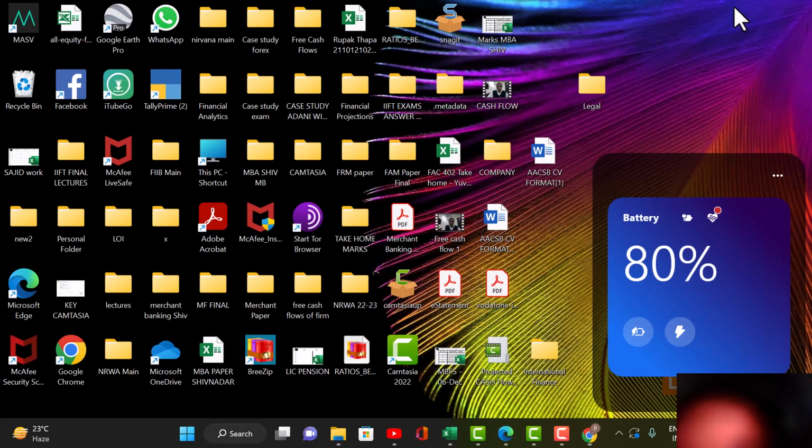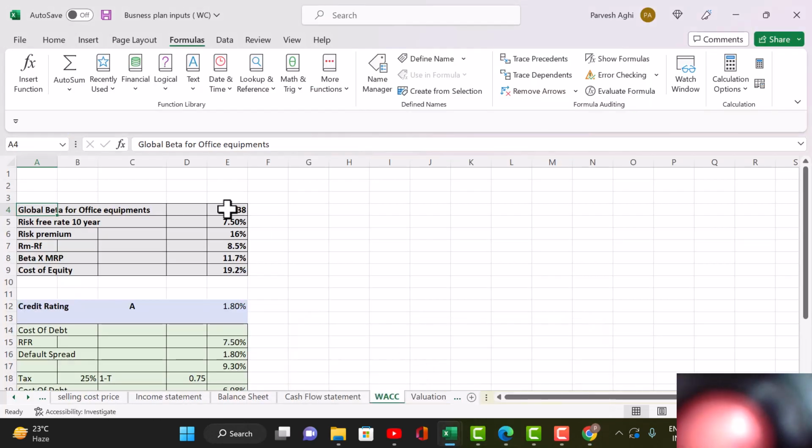So we go back to our sheet and we assume that the global beta at that time was 1.38. So I take it as 1.38, not 1.29. We can take it even as 1.29 also. Now, the risk-free rate, we know, is 7.5%. And the risk premium is 16%. How have I calculated 16%?